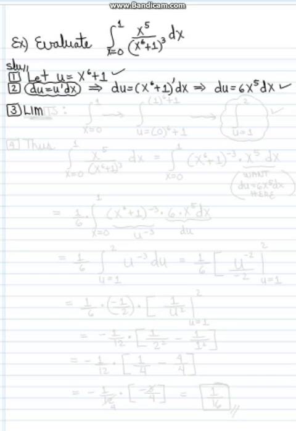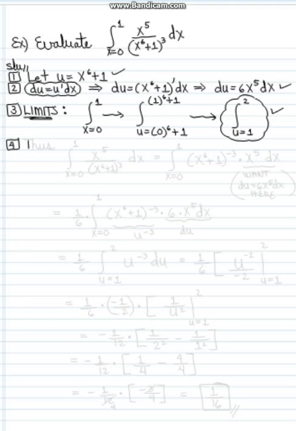Now our new step 3, change the limits. The original limits were x equals 0 to x equals 1. Now evaluate the u function at x equals 0 on the bottom and evaluate the top at x equals 1, and we'll get our new limits u equals 1 to 2. Don't forget that step.